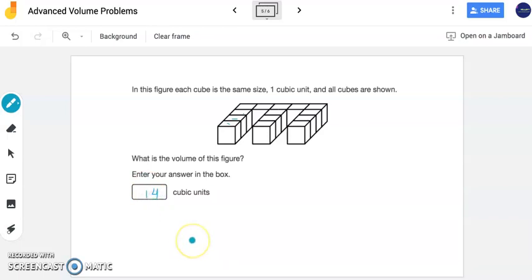Even though it wasn't an exact rectangular prism, you did learn that volume is how much space an object takes up. So you have cubes. All you need to do is count the cubes to determine the volume of this object.